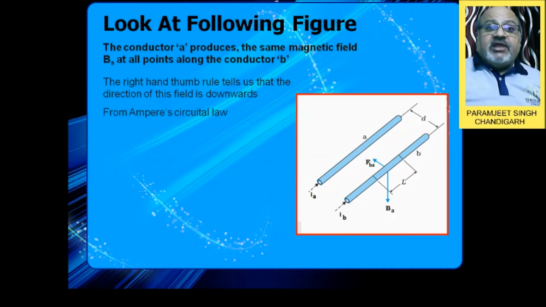So let us apply Ampere's circuital law, and you already know the field produced by a long straight conductor at distance d is mu naught IA divided by 2 pi d in this case. As such, the formula is mu naught I divided by 2 pi r. So here the distance is d. The distance of this point from conductor A is d, and the current in this conductor is IA. So this is the magnitude of BA.